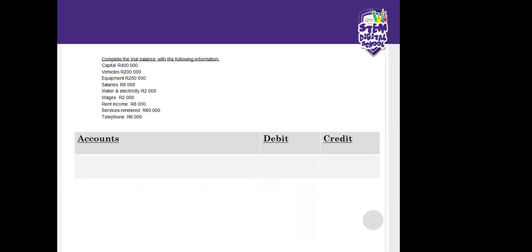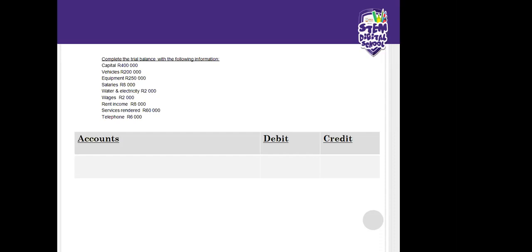And then I've given you a lot of accounts there with amounts: capital, vehicles, equipment, salaries, water and electricity, wages, rent income, services rendered, and telephone. And there is the format of the trial balance. So you're going to have 3 columns that you need to draw, one for accounts, and then you need to put the amounts in the correct column, debit or credit column.